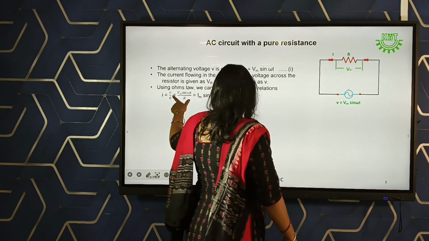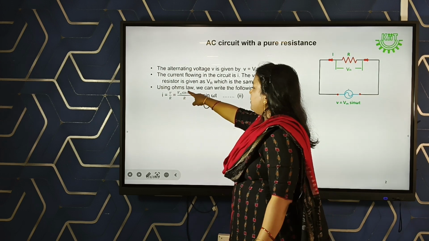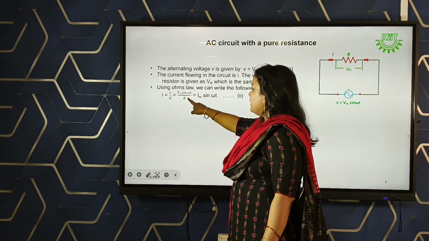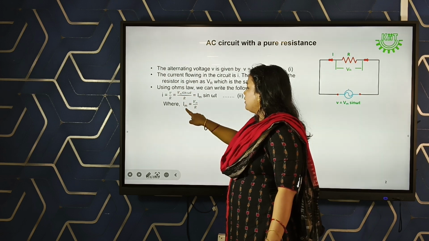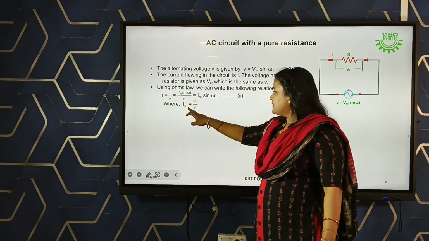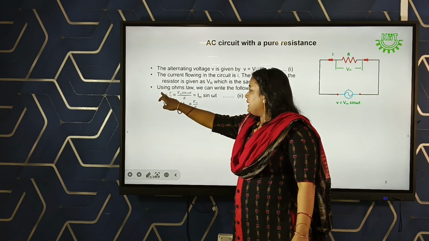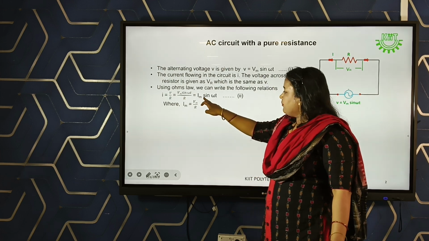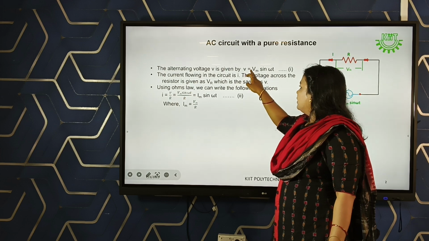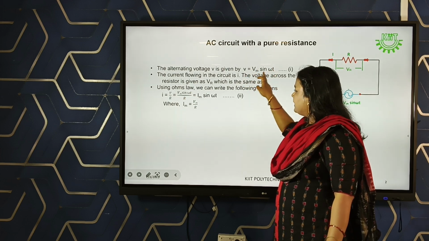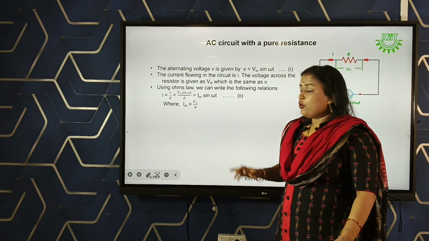So we can apply the formula I equals V by R. Here we can write the V value in terms of AC, so we write Vm sin omega t by R. Now if we take Vm by R as Im, that is, Im equals Vm by R, then I can be written as Im sin omega t. Previously we got v equal to Vm sin omega t, and now we got i equal to Im sin omega t.